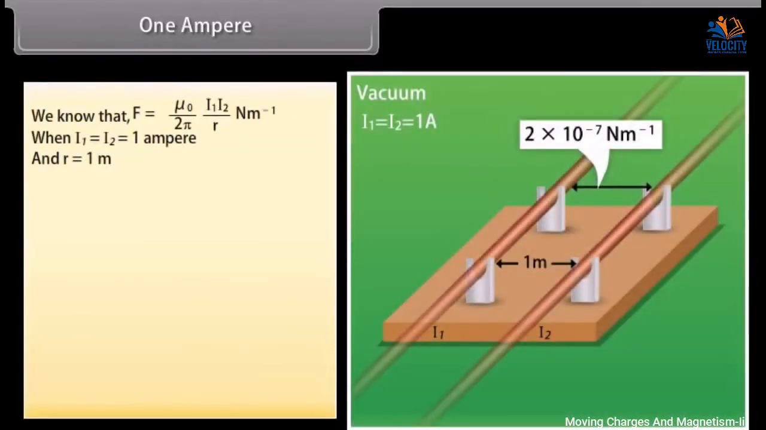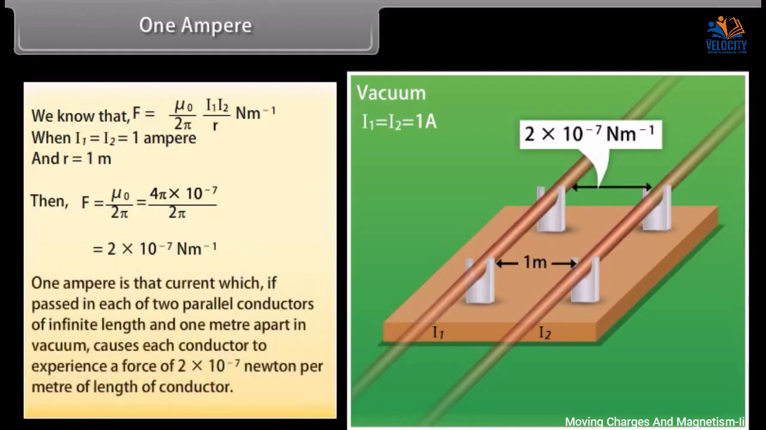One ampere. We know that F is equal to mu naught upon 2 pi multiplied by I1 I2 upon R, when I1 is equal to I2 is equal to 1 ampere and R is equal to 1 meter. Then the value of F is equal to 2 into 10 raised to the power minus 7 Newton per meter. Therefore, 1 ampere is that current which, if passed in each of the two parallel conductors of infinite length and 1 meter apart in vacuum, causes each conductor to experience a force of 2 into 10 raised to the power minus 7 Newton per meter of length of conductor.